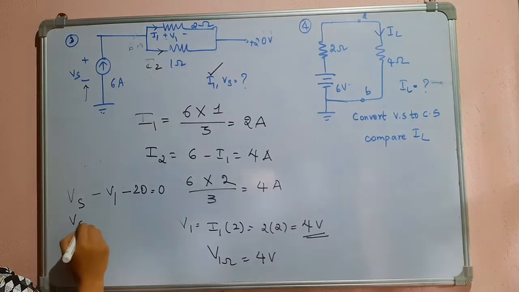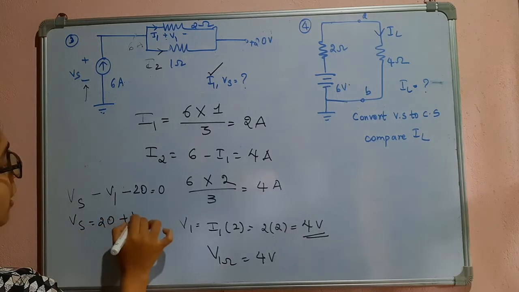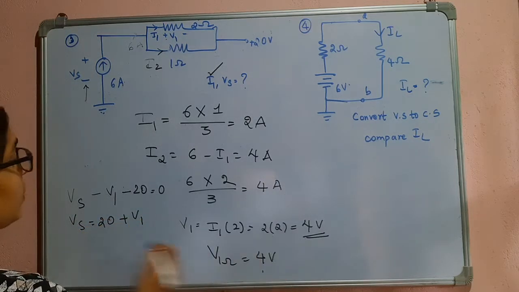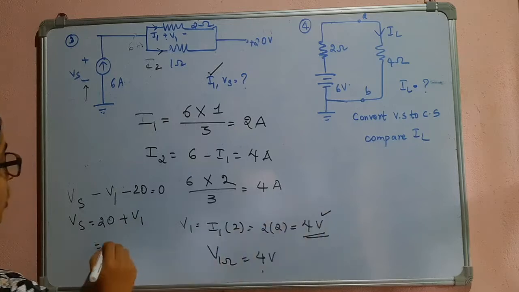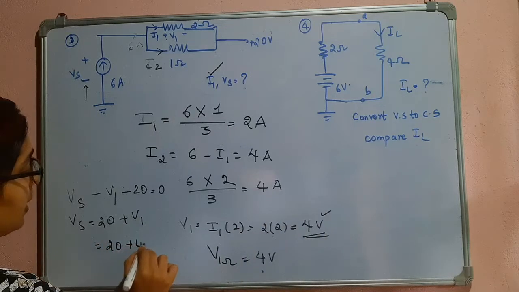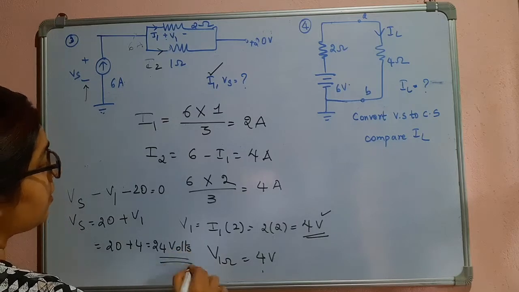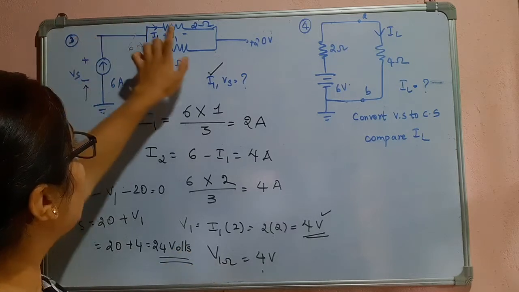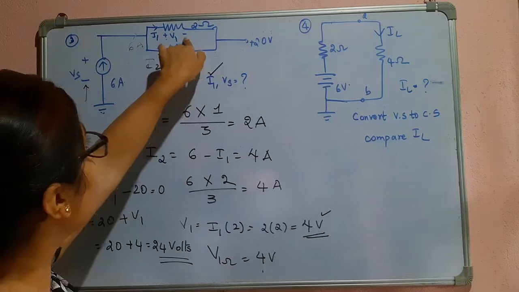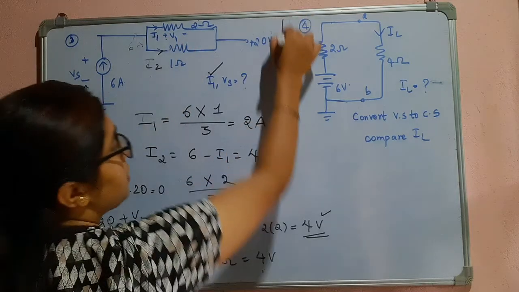So Vs equal to 20 plus V1, and what is this V1? It is 4 volt. So 20 plus 4, that is equal to 24 volts. So this is the value of Vs. We know the value of I1, V1 and Vs. So this problem is completed.